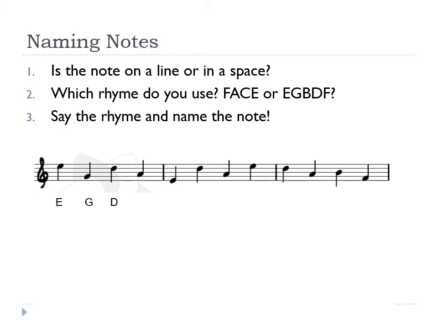The next note is in the space. So we use our word face. We say from the bottom F, A. This note is A. Let's look at the next four notes. Here are the note names. E, D, A, E. And our final four notes are D, A, B, F.